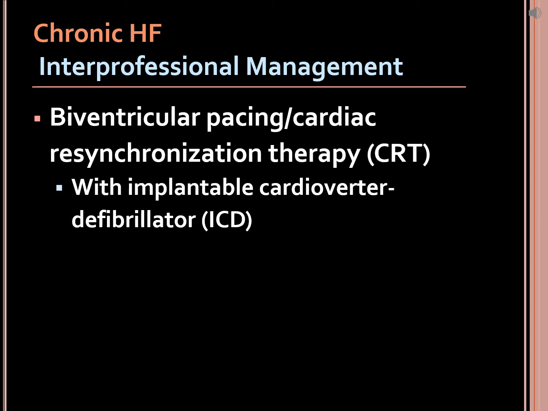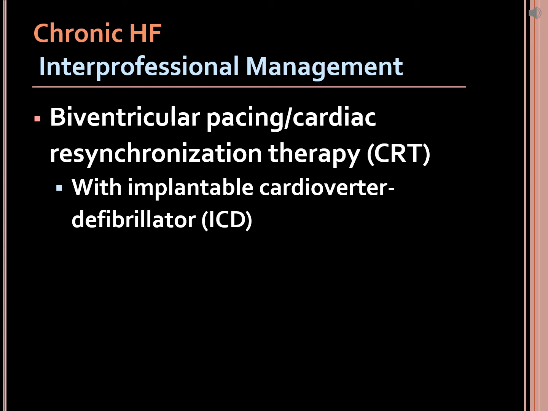A last management technique for chronic heart failure is using devices to help control heart failure. So patients with an EF of less than 35% are at a high risk for a sudden cardiac death. We talked about that when we were talking about EF. And so this can occur from VTAC or VFib. So one of the therapies that we can put in are the ICD, or implantable cardioverter defibrillator.